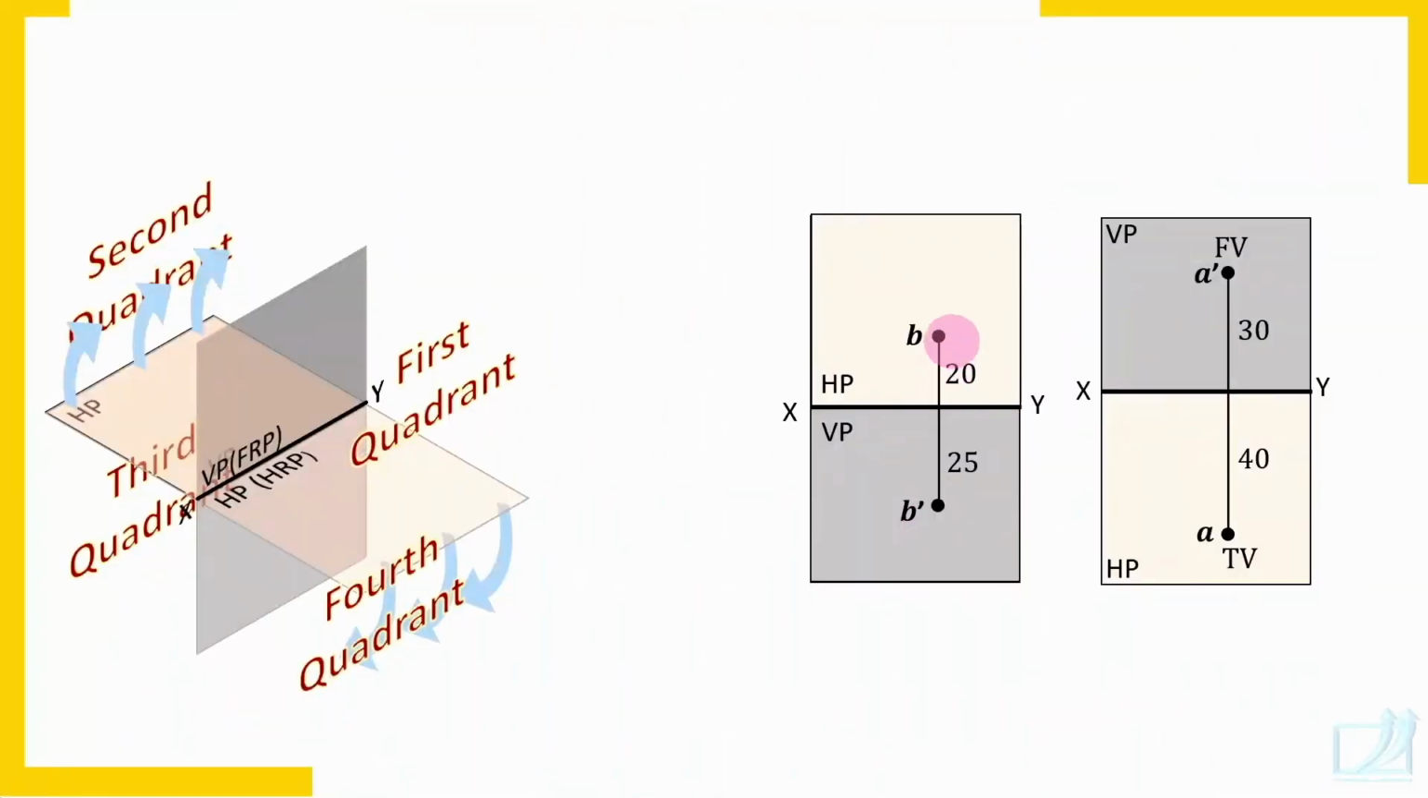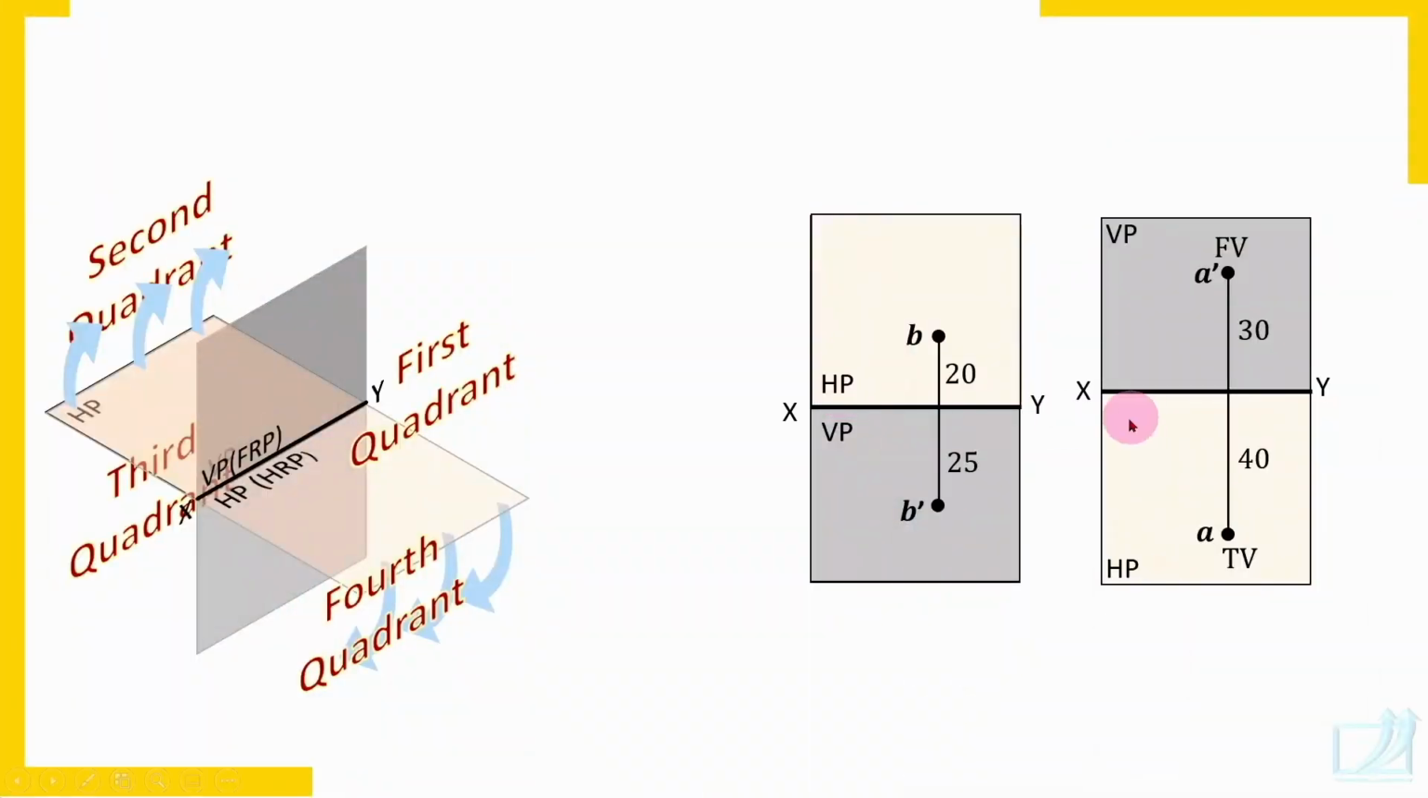So watch here, point B is 20 millimeters behind VP. Remember, this portion of HP is in front of VP. Watch here, this portion of HP is in front of VP. So when you open the first quadrant, HP is here. So this portion is in front of VP and this portion is behind VP.